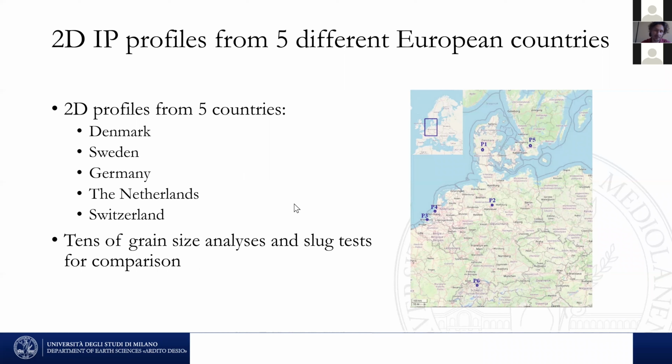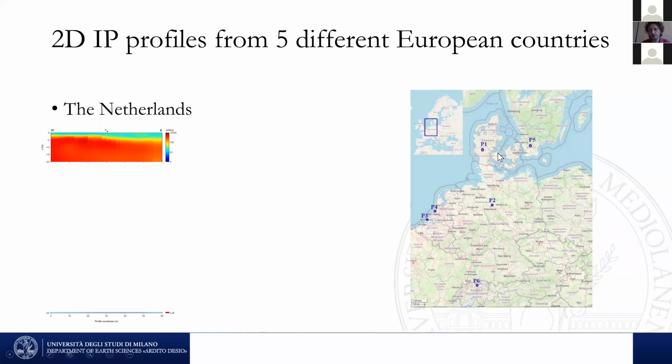We have, as a comparison for establishing the quality of the fit, grain size analysis and slug tests again. The first example is from the Netherlands. It's actually a short profile acquired really close to the sea. So this is a situation in which we have a strong gradient in the water conductivity. In this case, we have a fresh water lens on top of seawater with really, really high conductivity.